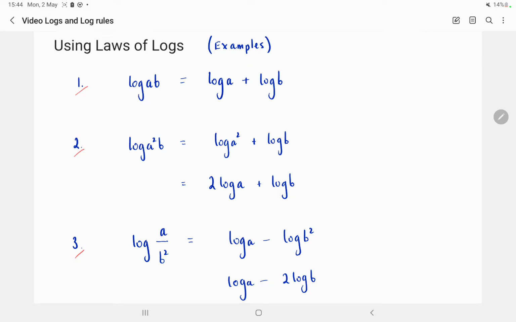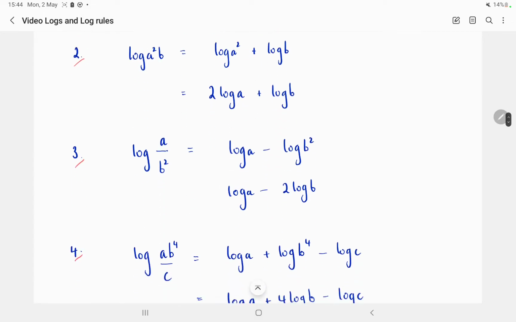Just seeing these laws of logs in action here, that is just the first law, which is log of a times b can be split up into log a plus log b. But if I have something like log a squared b, well then I'm going to have two separate logs that are added together. One will have a, one will have b. But this 2 here means that the first log is log a squared. Now, from the laws of logs, I can rewrite that as 2 log a.